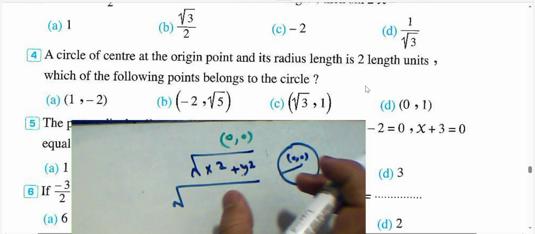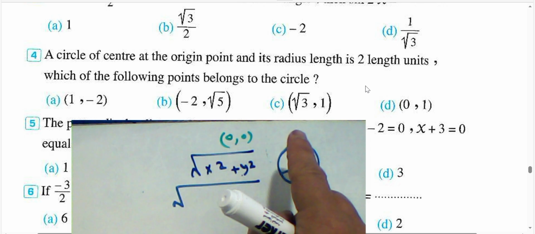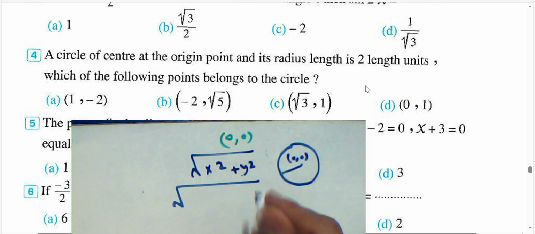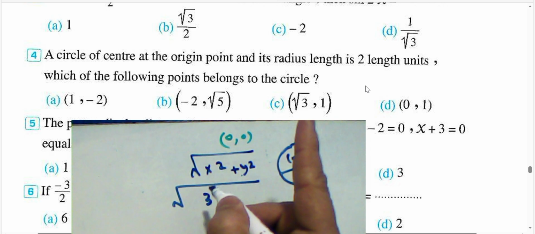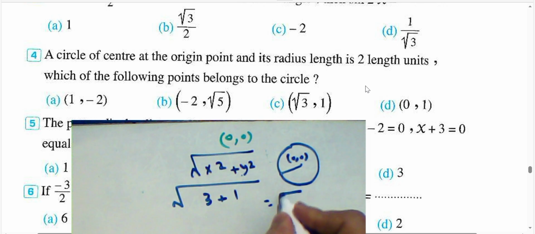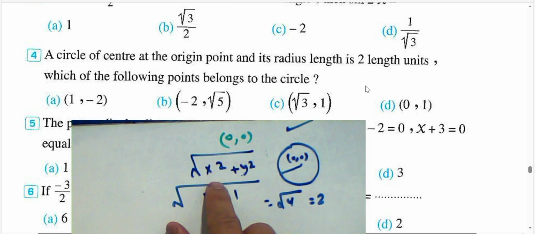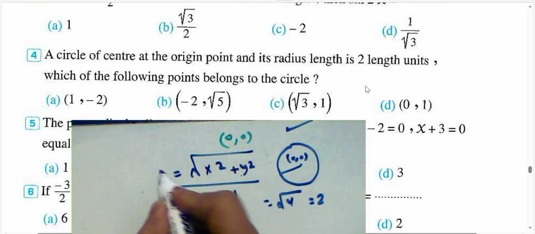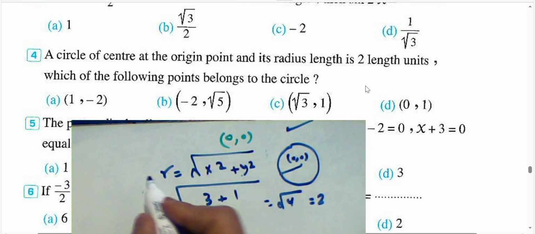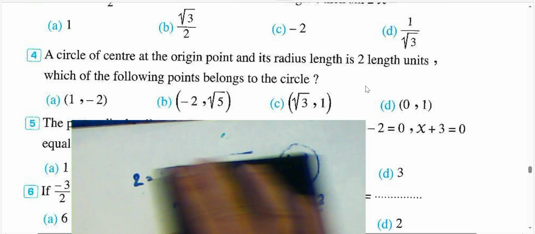Look at the choices. If we put the rule here, choose letter C. We have root 3 power 2 equals 3 and 1 power 2 equals 1. The result will be square root of 4. Square root of 4 equals 2. Then the answer here will be letter C, because square root of x power 2 plus y power 2 equals the radius. The radius was what? Equal 2. Then we must choose letter C.